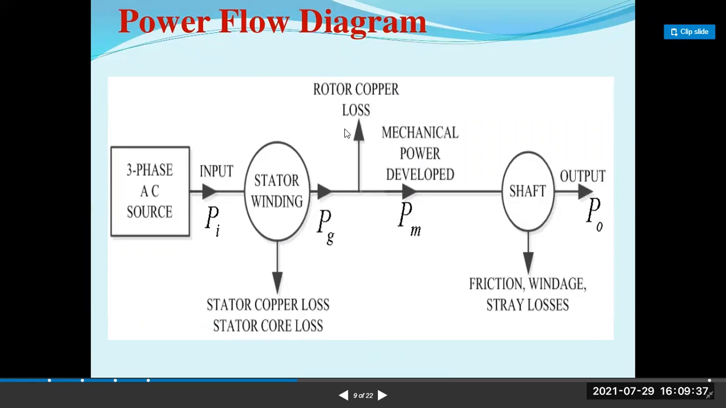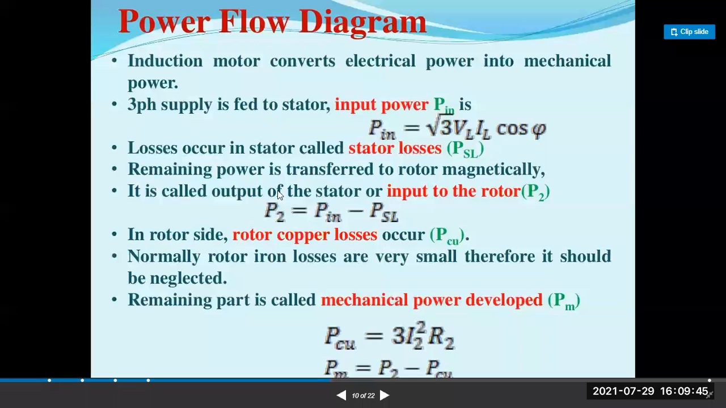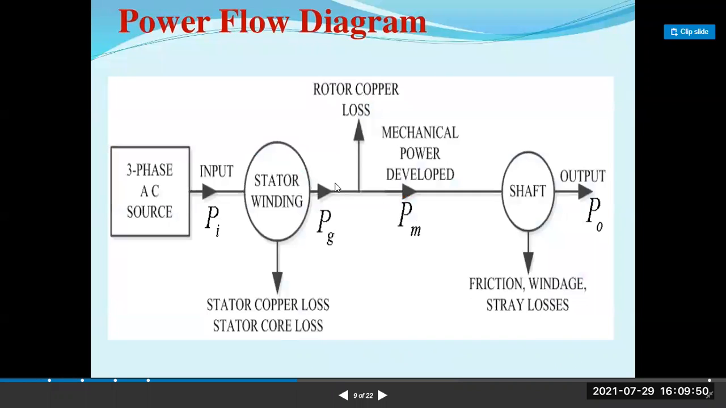But this PG is the input of the rotor. This is the PG, or you can say this is P2. We have taken here P2. So this P2 will be included in the rotor part.